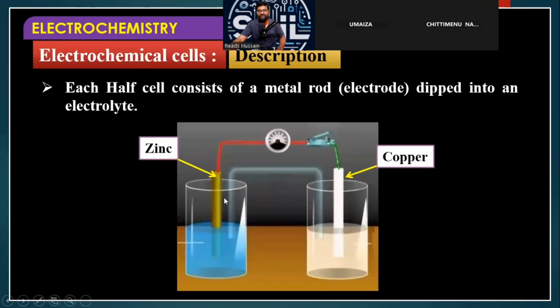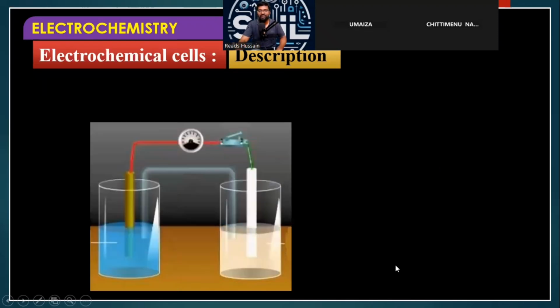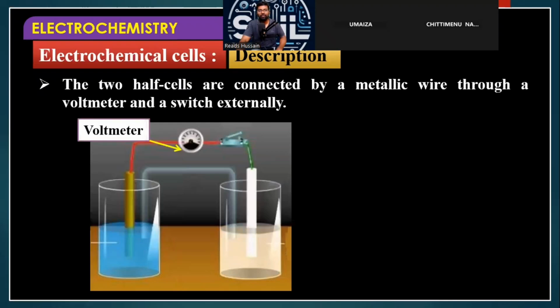Just remember that the beaker on the left side has zinc sulfate solution, and this one is a zinc rod. The zinc rod is dipped in zinc sulfate solution. This is a copper rod, dipped in copper sulfate solution. Now, these are the two half cells, and this is a voltmeter, and this one is a switch.